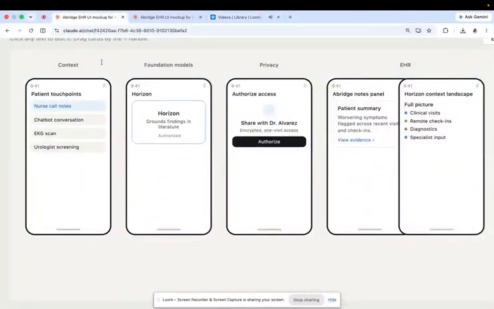Imagine if you could capture patient context that happens outside the clinic. Today, we're talking about Horizon, a Copilot for non-clinical context. Clinicians often miss context that would actually help them ask the right questions.